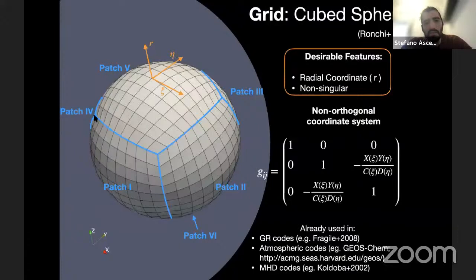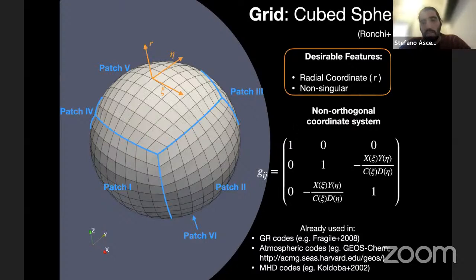Basically, the spherical surfaces are divided in 6 different patches, and we can think of this like thinking of a cube with 6 different faces, which is inflated until it reaches the shape of a sphere. Why this grid? This grid has two desirable features. First of all, it possesses a radial coordinate, which is good because many quantities of the problem have spherical symmetry. And then it's non-singular, in contrast, for example, with spherical coordinates, which have singularities along the axis.